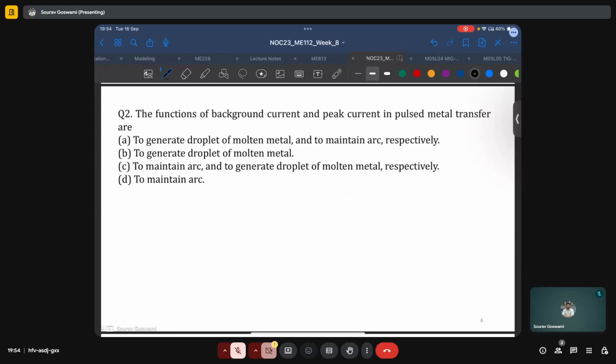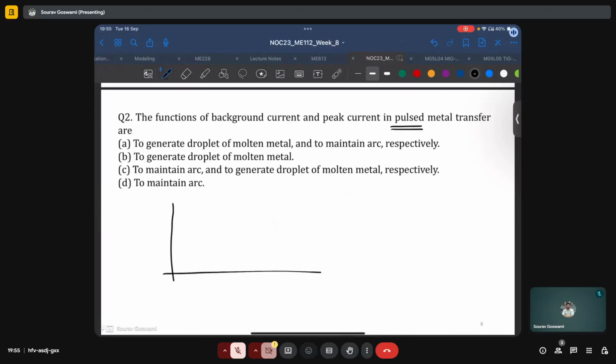Now, if you remember, in pulsed metal transfer, instead of applying a constant current, we had some current wave. We used a square wave as an example, but it might just as well be anything, like a sinusoidal or triangular wave or anything. And here we had two levels of current. One was this background current and a higher peak current.